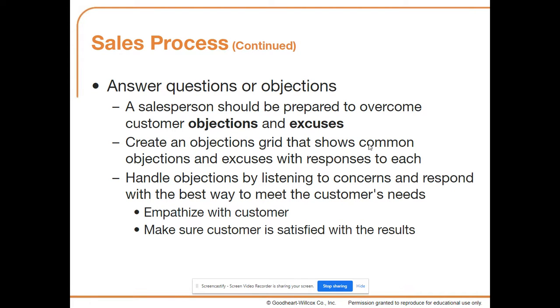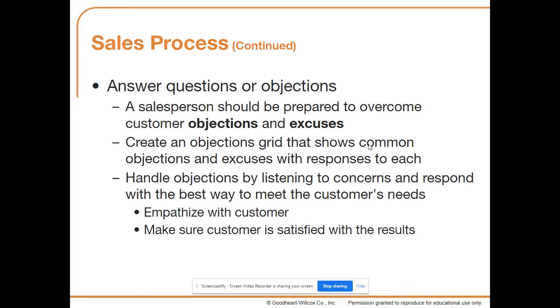The next step is to answer any questions or objections. So, a salesperson here should be prepared to overcome the objections or excuses. You would, as a salesperson, want to come up with a list of objections and excuses before the customer has them. "It's too expensive." Your response is, "The quality is good. It's not as good quality as I wanted, but the price is really good."